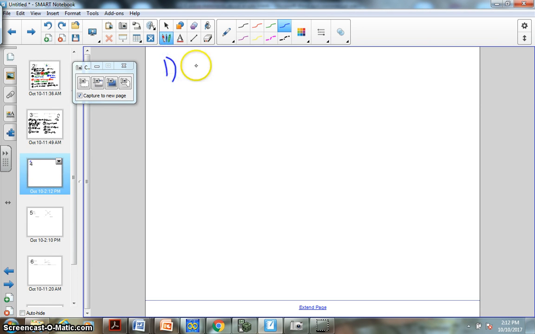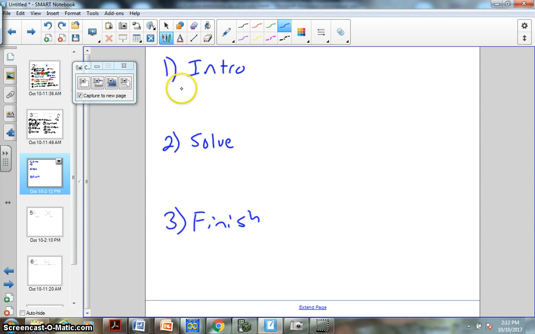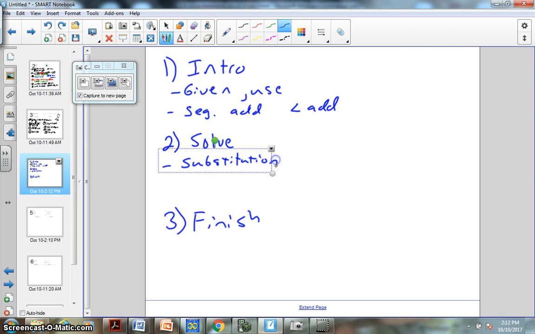Just as a reminder, phase 1 is the intro phase, phase 2 is the solve phase, and phase 3 is the finish phase. So these are ways for you to approach your proof. In phase 1, use your given statement. So put it down and then use it if you can. And then also, you're probably going to be using some segment addition or some angle addition postulates. For step 2, when you solve, you're looking for using substitution, lots and lots of substitution, and then algebraic properties.